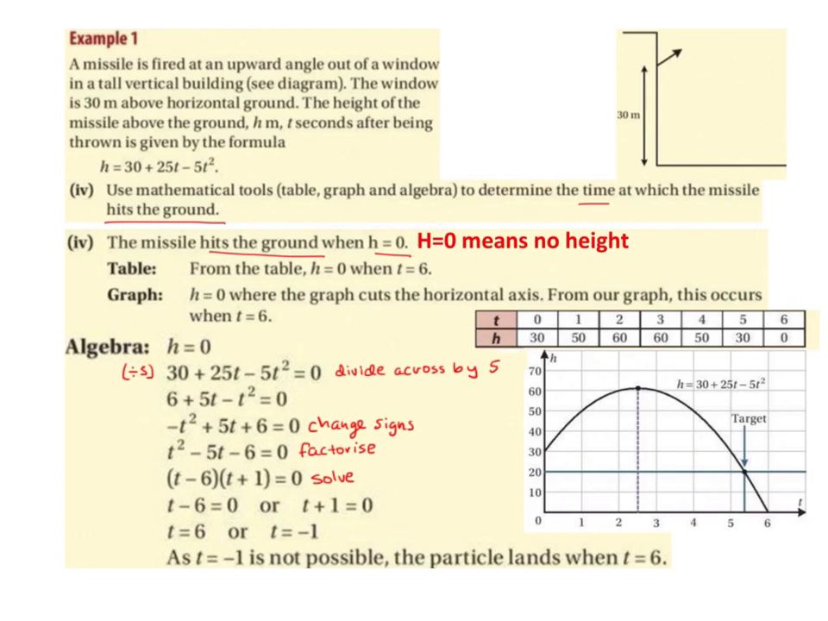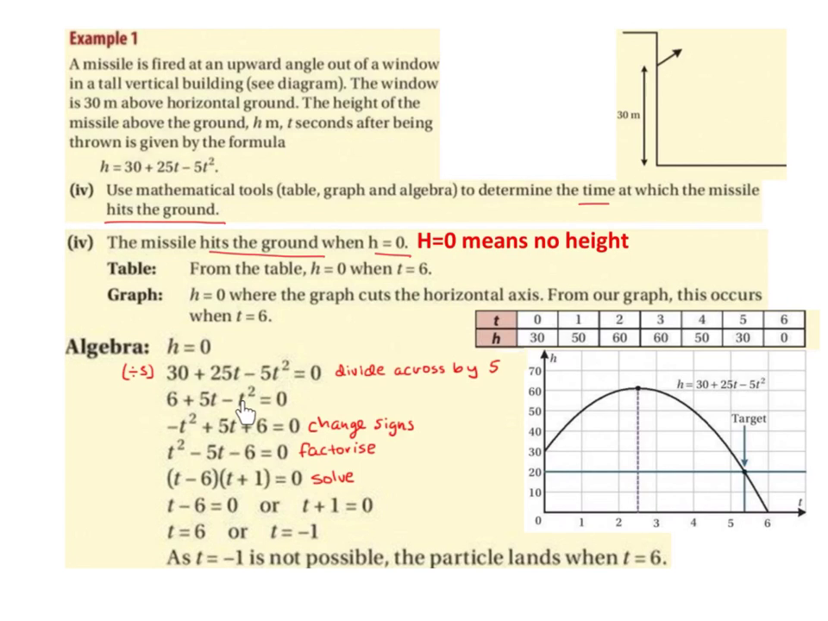And then by algebra, when h is equal to 0, we take our formula, which is h equals 30 plus 25t minus 5t squared, and we let it equal 0. So we swap the h for 0. So we have 30 plus 25t minus 5t squared is equal to 0. So we start off by dividing across by 5. 30 divided by 5 is 6, 25t divided by 5 is 5t, and minus 5t squared divided by 5 is minus t squared.